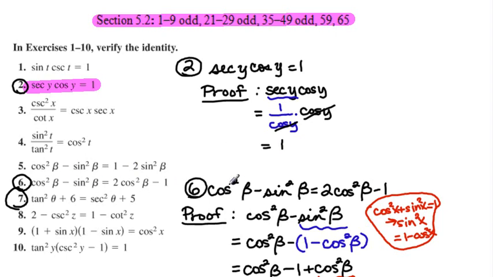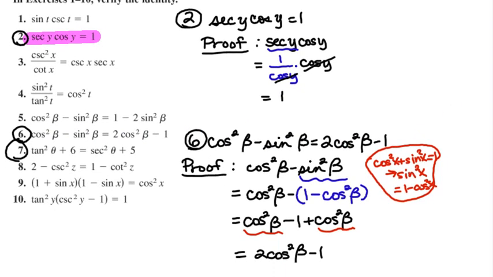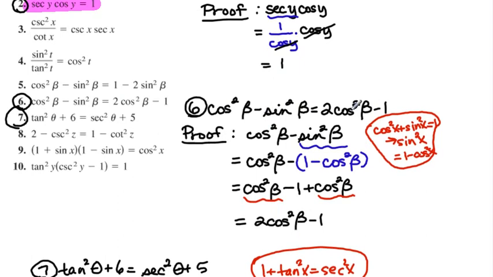Number 6 is cosine squared beta minus sine squared beta is equal to 2 cosine squared beta minus 1. Well, if you're looking at these sides, either side is about as difficult as the other, so it really would not matter which side you worked with here. I've elected to work with the left.